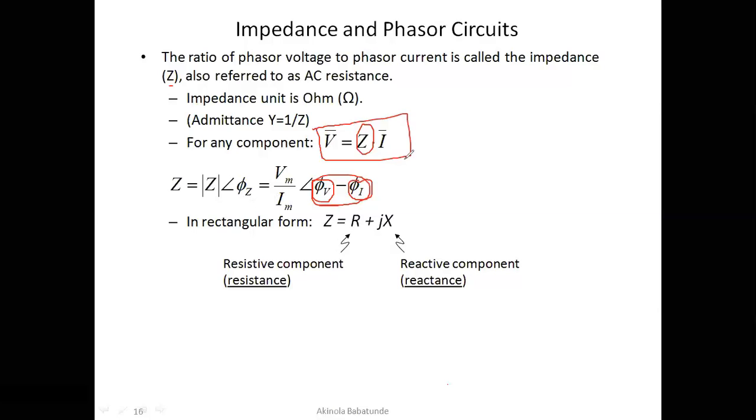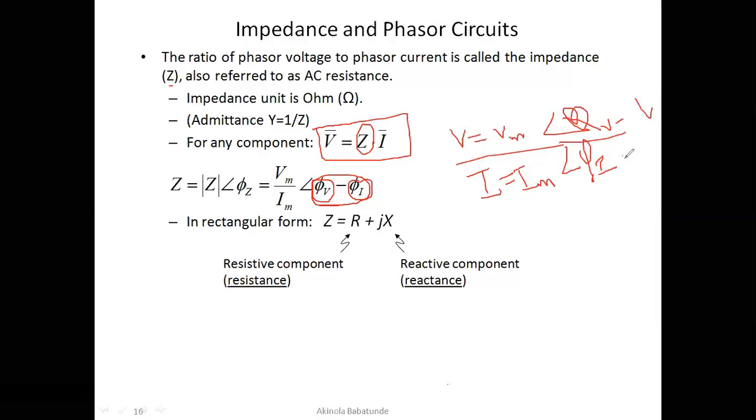Okay, so your V is equal to Vm magnitude, you have this here, and then you have the phase of V here. And then your I, like we just discussed, will be equal to Im, and then you have the phase angle of I like this. If you put them over like this, it becomes phase V minus phase I at the end of the day when you are dividing, and then you have your Vm over Im, which is exactly what they did here.